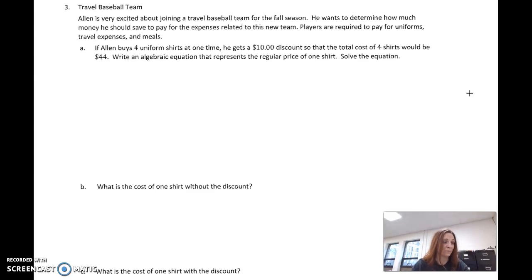Okay, so he's buying 4 shirts at one time. If he does that, he gets a discount of $10. So the cost of the 4 shirts would be $44. Write an equation that represents the regular price of one shirt and then solve it. All right, so he's got to buy a shirt, right? We want to figure out how much does one shirt cost.